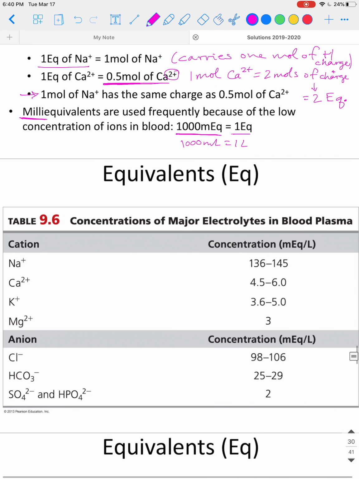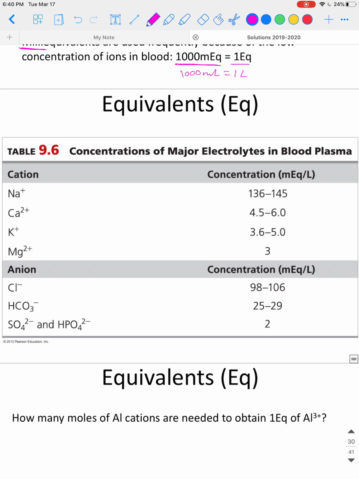In 1 liter, okay? All right, so what are our normal electrolyte levels? Well, we have a table here. This is table 9.6 in your textbook, just showing you concentrations in, notice the unit, milliequivalents per liter. So it's literally just like moles per liter or some kind of concentration. It's just in milliequivalents, because we're not talking about the identity of sodium. We don't care that it's sodium. We care about the amount of charge, okay? So we're just looking at the charge here, or communicating concentration of charge.